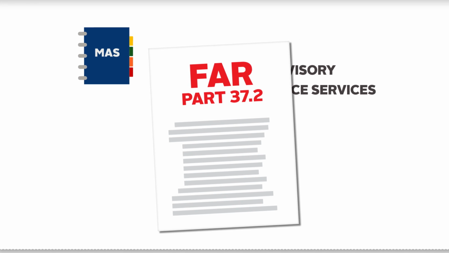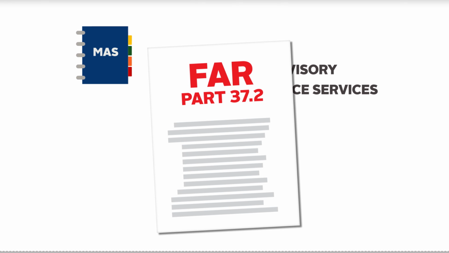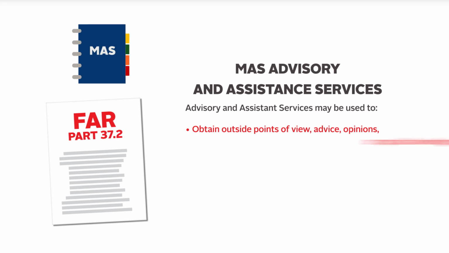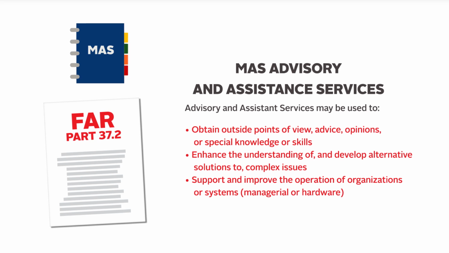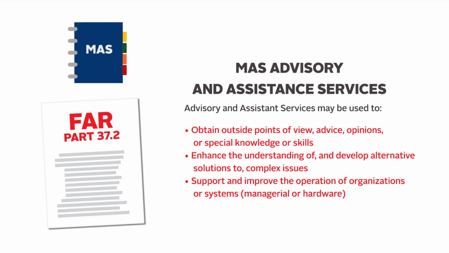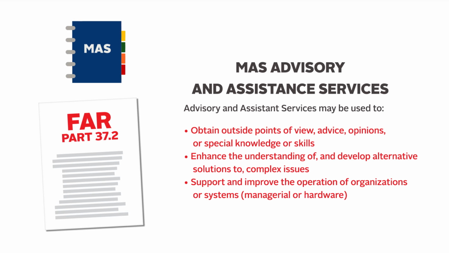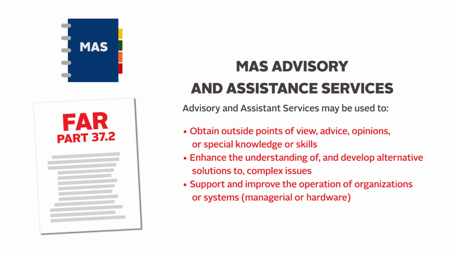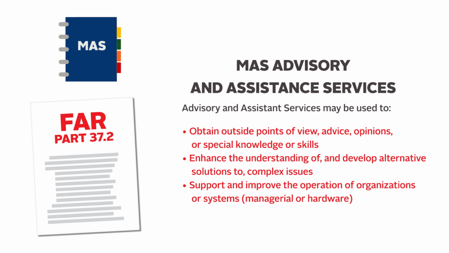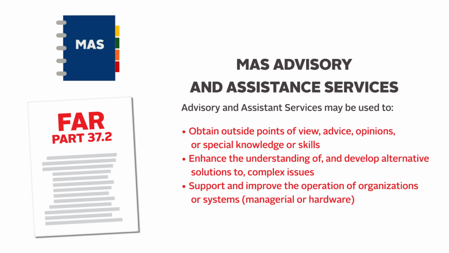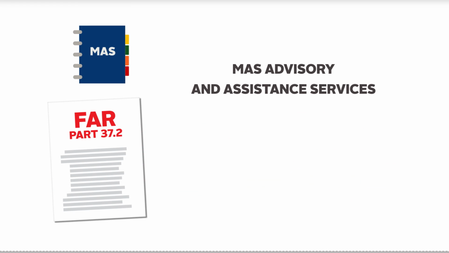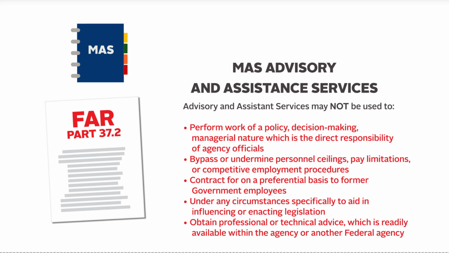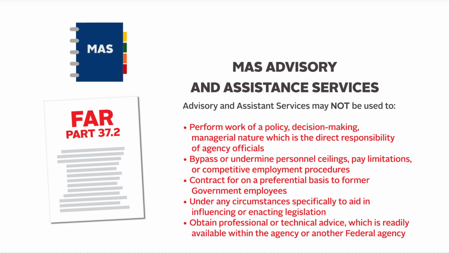FAR 37.2 states that agencies may contract for advisory and assistance services to obtain outside points of view, advice, opinions, or special knowledge or skills, enhance the understanding of and develop alternative solutions to complex issues, and support and improve the operation of organizations or systems. The FAR also outlines circumstances in which advisory and assistance services cannot be acquired and used.